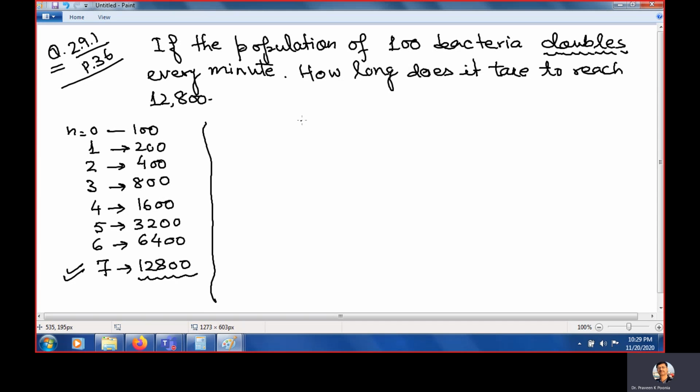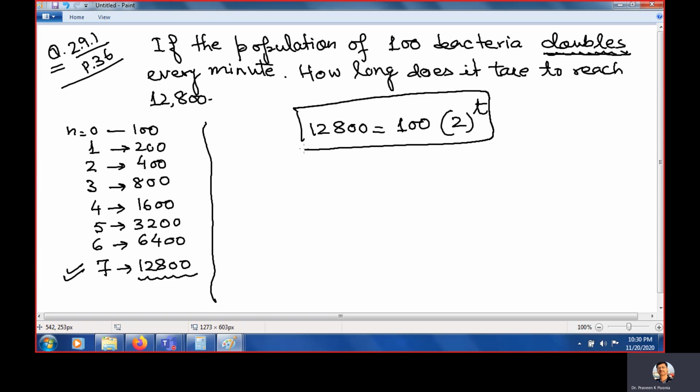If we remember the previous formula, what is the end amount? End amount is 12,800. What was the principal amount? Principal amount was 100. And what is the base? Doubles. Doubles means 2. It was compounded continuously. So here is double, 2, and every minute. So let T be the time. So this is the formula if mathematically you want to convert this problem. So this is A, this is P, this is the base, and this is the time.